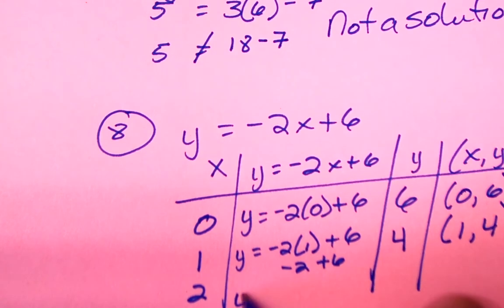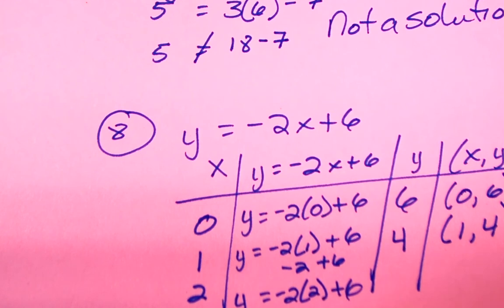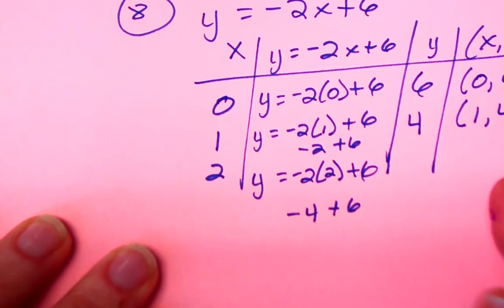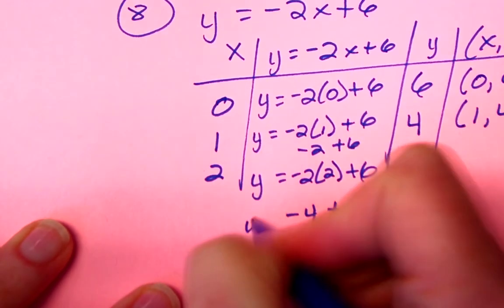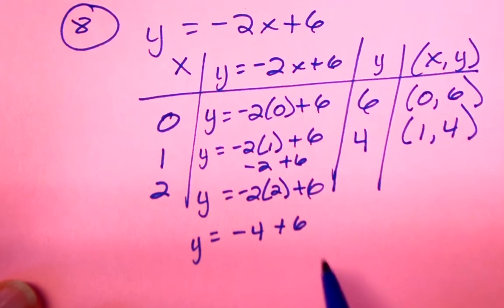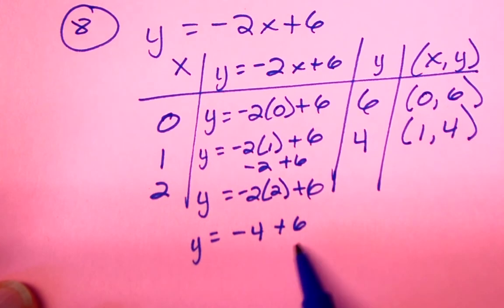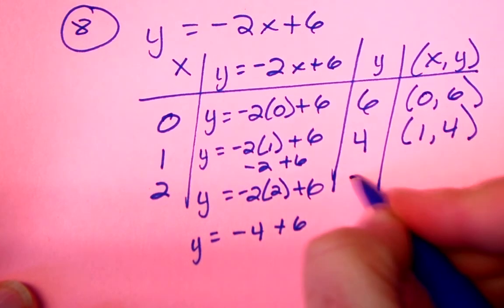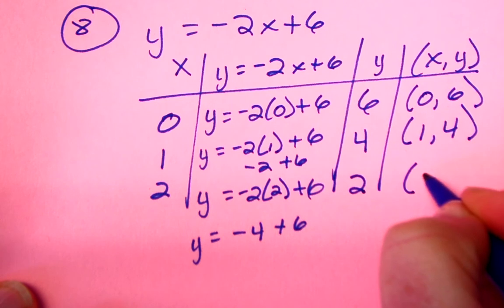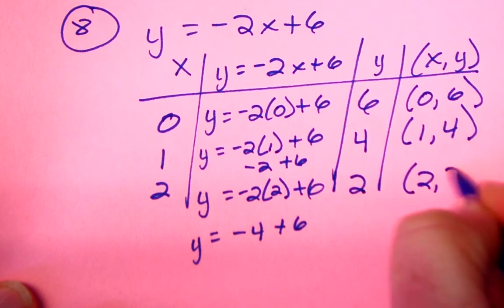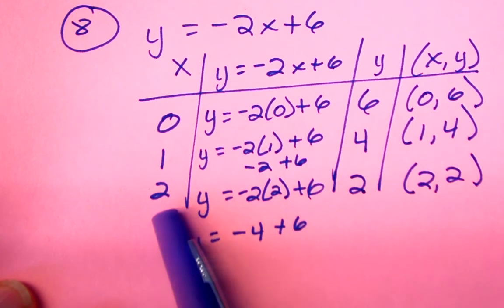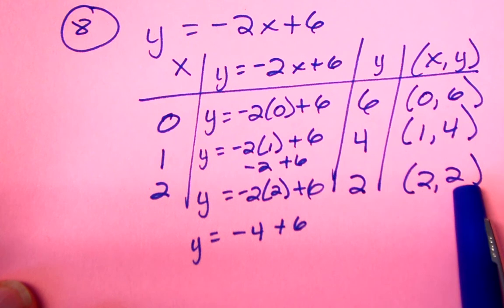And then the last one, I'm just going to substitute in 2. So this is negative 4 plus 6. So y equals negative 4 plus 6. So that's going to give you 2. So your solution is 2, 2. Because my x value is 2, my y value is going to be 2.